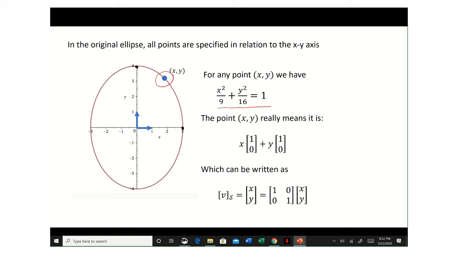Knowing what we know now about coordinates, what does xy mean? Xy is the coordinates in relation to the standard basis. So it really means x times (1, 0) plus y times (0, 1). Which you can rewrite as the coordinates in relation to the standard basis are xy, which is our basis matrix times the coordinates. The coordinates just happen to be x, y, because we are in the standard basis. But now we're going to change that.